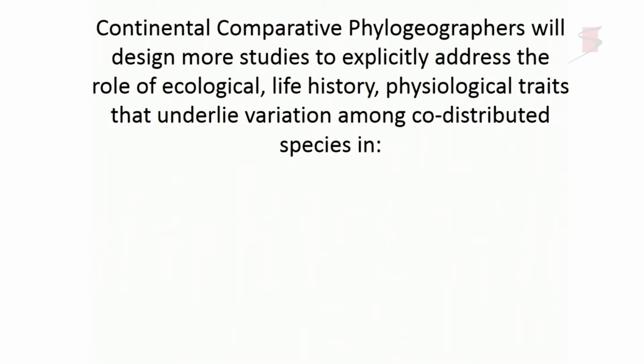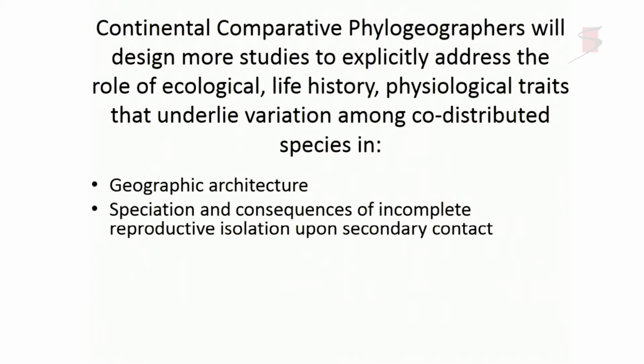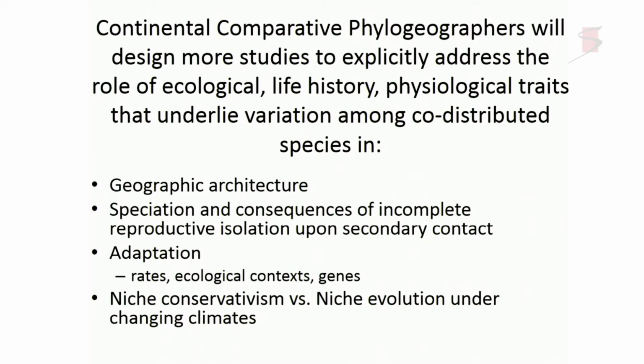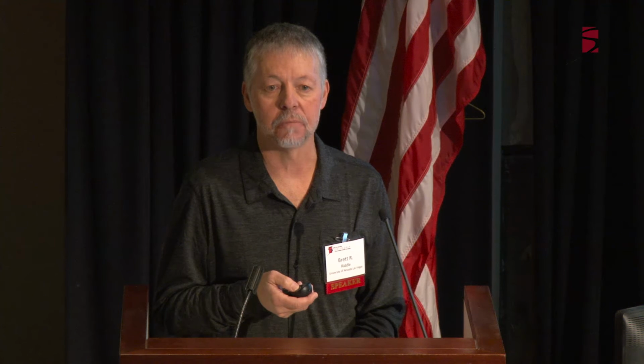Here's another topic. We'll design more studies to explicitly address ecology, life history, and physiological traits that underlie variation among co-distributed species. Geographic architecture is a topic, speciation and consequences of incomplete reproductive isolation upon secondary contact, adaptation, including rates and ecological contexts, and the genes that are involved in adaptation are all legitimate topics. Whether species niches are conserved or whether they evolve under changing climates is a very interesting topic. And perhaps this is associated with range expansion events.